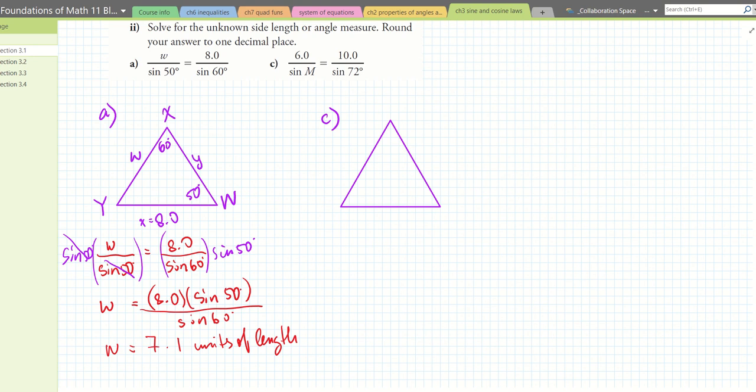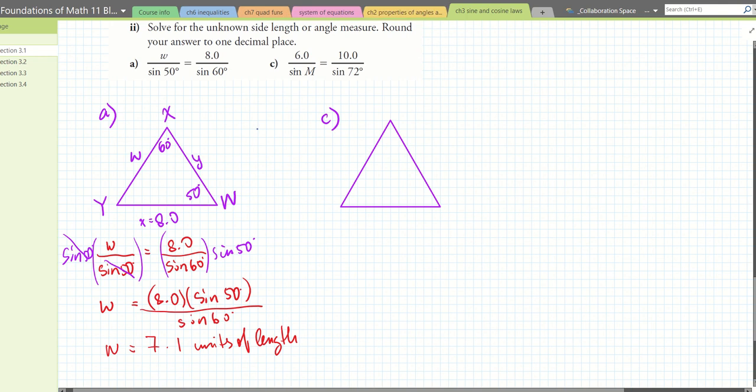For C, we have the same thing. Again, in this case, we're missing an angle though, because sine M. But first, you're going to label your triangle. So in this case, let me label it using different colors. So sine M, let's say this is M. I'm going to call this my M, which means this is going to be lowercase m.